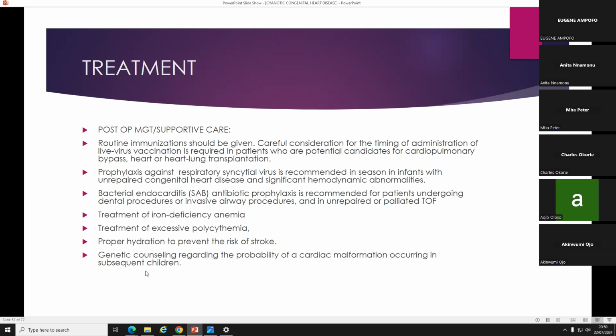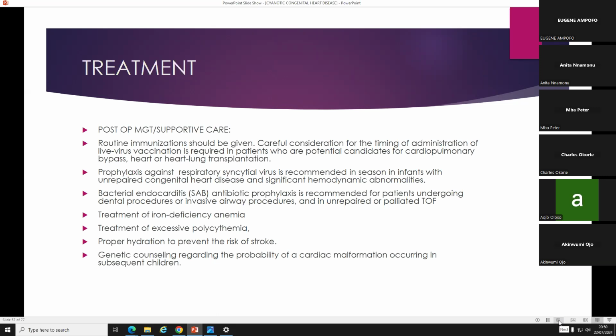And then further down, genetic counseling regarding the probability of a cardiac malformation occurring in subsequent children. We also need to counsel them, those that make it to adulthood, on things such as pregnancy. We'll touch on that soon, just in case we run out of time. If a patient makes it to adulthood and has pulmonary hypertension, you're advised against pregnancy. And they generally ask, how much exercise can I do?